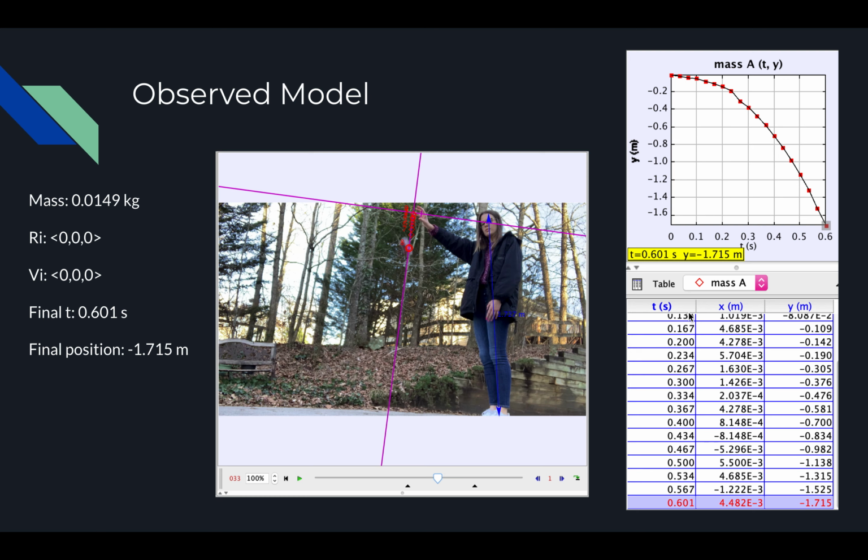Using Tracker, I modified my axes and updated the properties of my can so that I could obtain an accurate description of data. I did so by entering the known mass of the can and calibrating my known height into Tracker. I modified the axes so that the initial position of the can was at the origin, and I observed that the final position of the can was at negative 1.715 meters in the negative y direction. This final position was observed after a time of 0.601 seconds had passed.